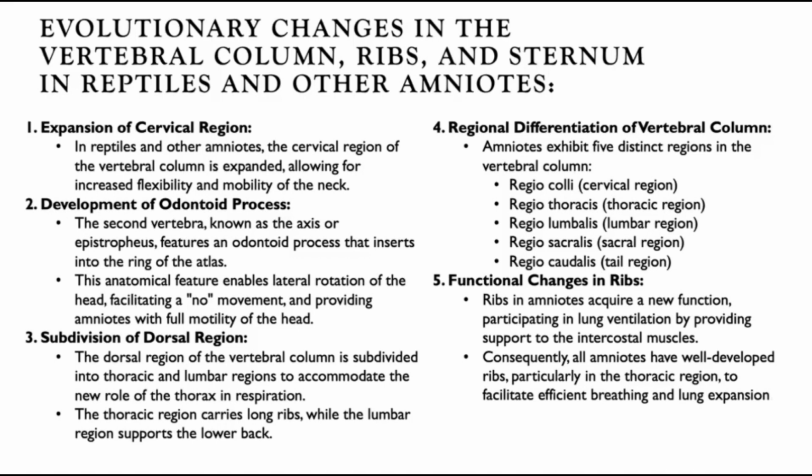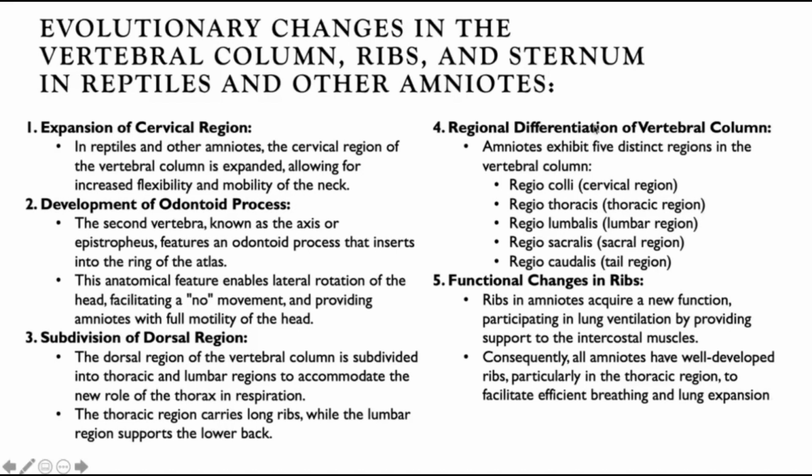So the dorsal region also split into 2 new parts. It split into the regiothoracis and the regiolumbalis. So instead of having a regiodorsalis, they have regiothoracis and regiolumbalis. And the reason for this is to support the thorax in respiration, because now the reptiles have the intercostal muscles. The intercostal muscles appeared for the first time in the reptiles and other amniotes, but not in the amphibians, because as we said, amphibians didn't really have ribs. They didn't really need them, okay?